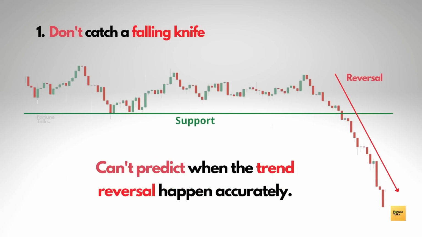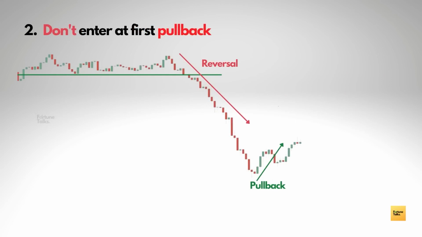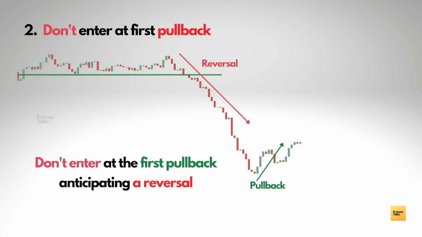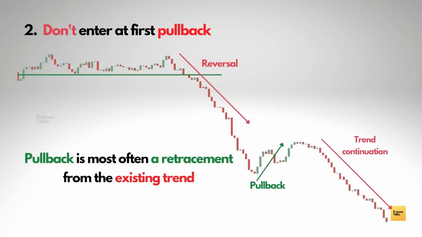And most importantly, trends need time to reverse their direction, as we have discussed in the market trends as well as market structure videos. So avoid catching a falling knife. The second mistake that traders make is entering the first pullback, anticipating that it will be a reversal. Now, this is a common mistake, that is attempting to trade the first pullback itself. This means that you go long when you see the market rally after a huge decline.